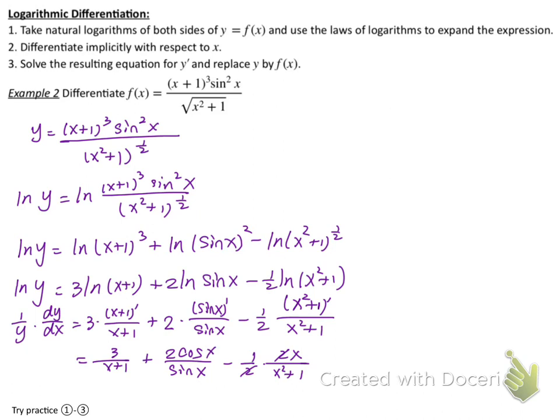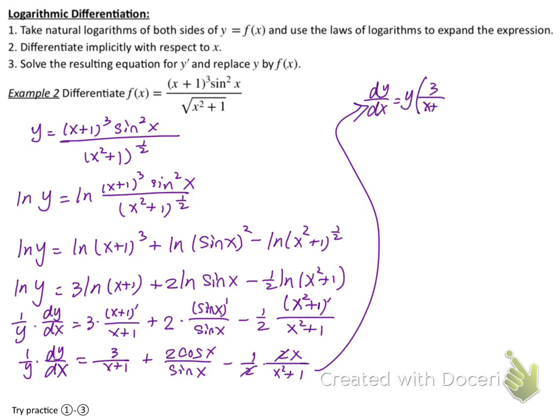Finally, I'm going to multiply the y on both hand sides. Let me give this back. So I'm getting dy dx equals y times 3 over x plus 1 plus, well, you can say 2 cotangent x. I don't want to change it. I'll leave it sine and cosine. I think that's okay. Minus x over x squared plus 1.